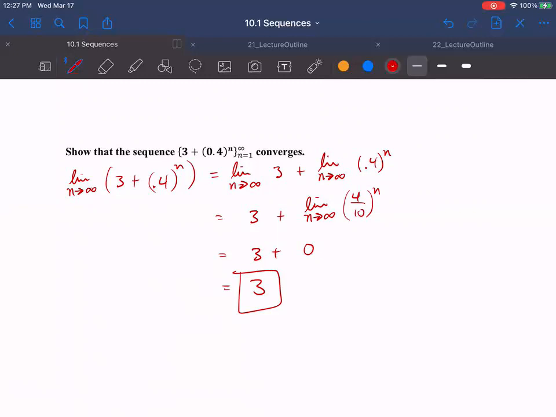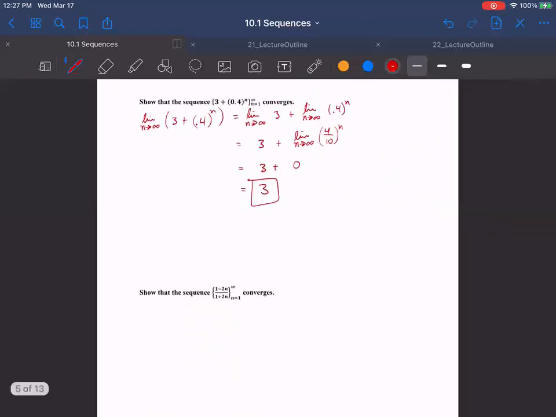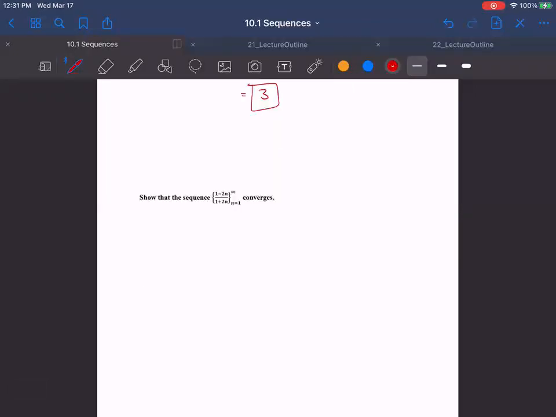All right. Take a look at this next one. I'm going to give you a few minutes here to try that one. Okay. I'll pause here. All right. So for this one, what's the first thing I need to do? Limit as n goes to infinity of 1 minus 2n over 1 plus 2n, like that. And then what do you do here?